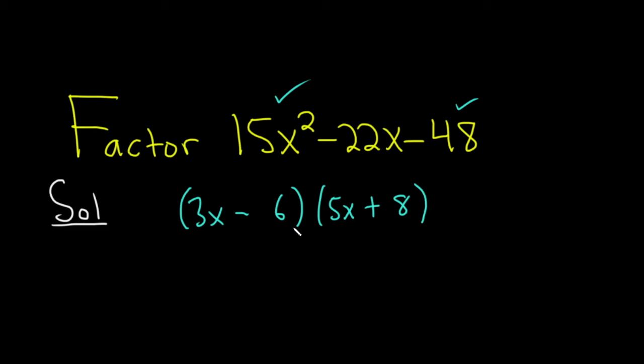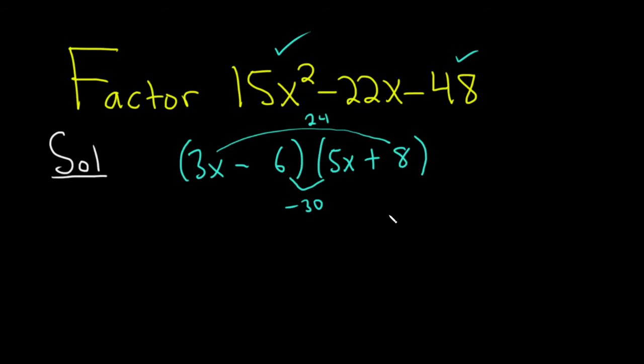So let's see. 6 times 5 is negative 30. 3 times 8 is 24. When we add these, we get a negative 6. So that is not going to work. That fails in this case, okay? Does not work at all. So let's try something else. So, good example of a failure.